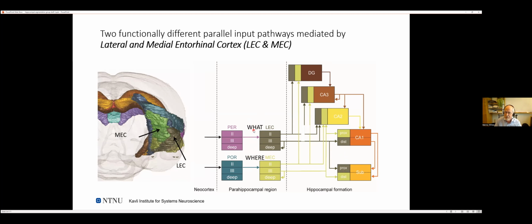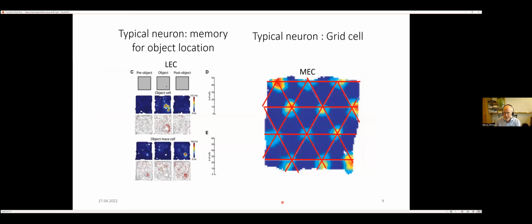To give you a few examples of this functional difference between LEC and MEC, these are just two cell types that are typical. In the medial entorhinal cortex, it has been very well established that there is this amazing regular firing property of a cell that is referred to as the grid cell. So here you see a cartoon, an autocorrelation diagram of peak firing of a single cell in the medial entorhinal cortex, and it forms this beautiful triangular or hexagonal sheet of peak activity. So this is the typical cell that you find in the medial entorhinal cortex.